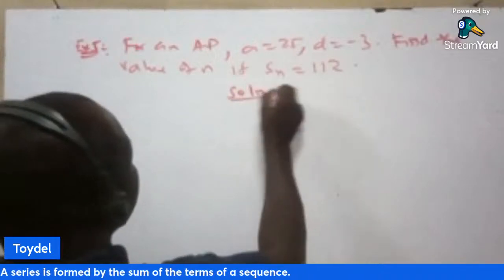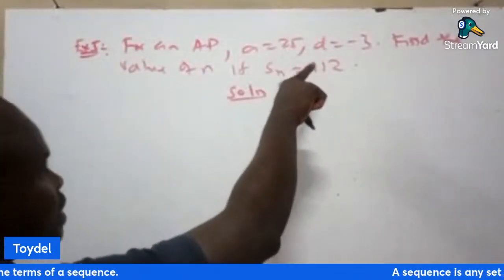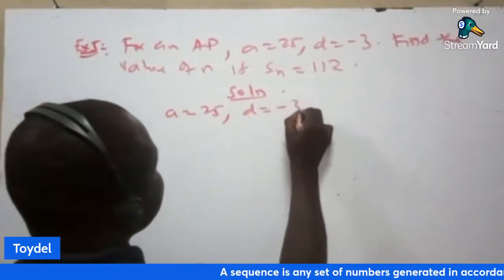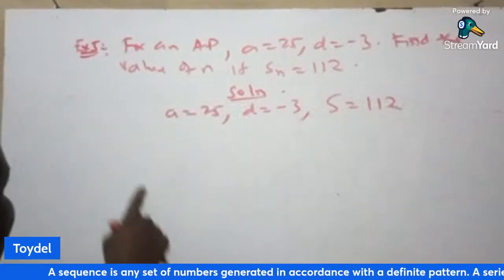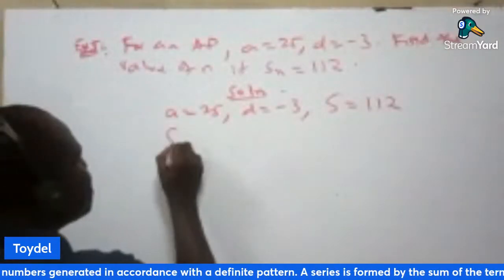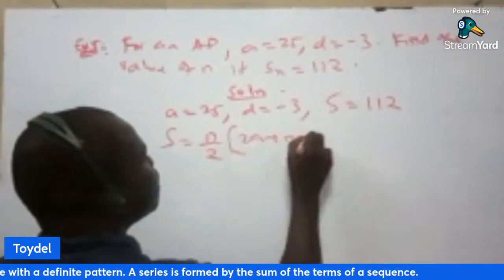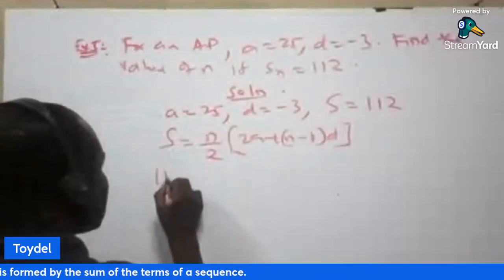Solution. So the first term is given as 25. The common difference here is negative. a is equal to 25, d is equal to minus 3. Then the sum is given as 112. So we are required to find n, the number of terms that we have in that AP. By formula, Sn is equal to n all over 2 into bracket 2a plus n minus 1 d. That is the formula.